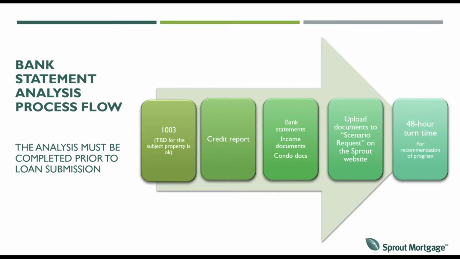So with our bank statement programs, these are also available for our investors. The bank statement analysis process flow is listed here. You're going to have your 1003. It's okay to have to be determined on the subject property. You're going to have your credit report, bank statements, income documents, condo docs if applicable. Then you're going to upload the scenario request on the Sprout website. And then within 48 hours, we'll have a turn time as well as which program we recommend them go into.